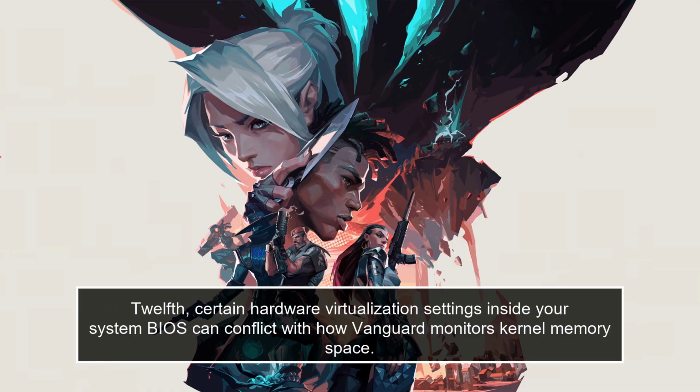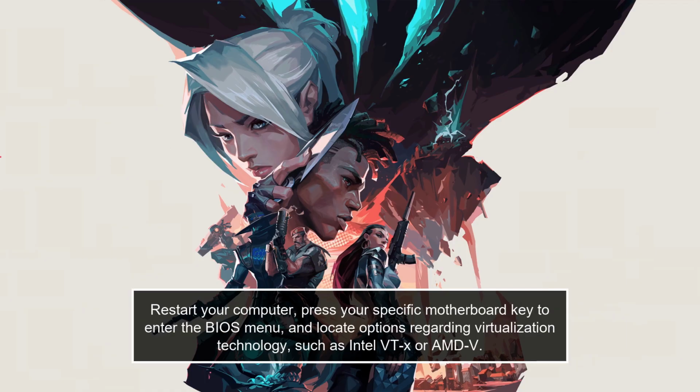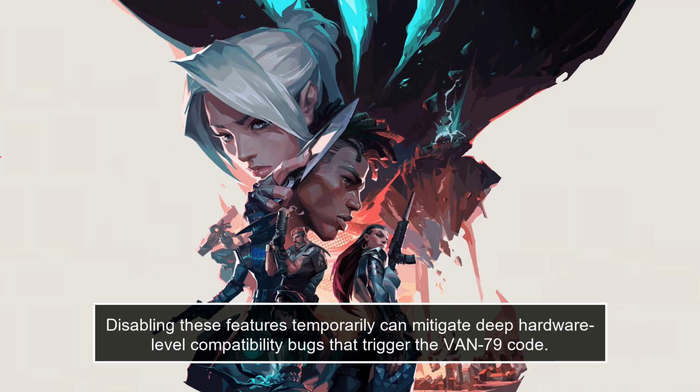12th, certain hardware virtualization settings inside your system BIOS can conflict with how Vanguard monitors kernel memory space. Restart your computer, press your specific motherboard key to enter the BIOS menu, and locate options regarding virtualization technology, such as Intel VT-x or AMD-V. Disabling these features temporarily can mitigate deep hardware-level compatibility bugs that trigger the VAN-79 code.